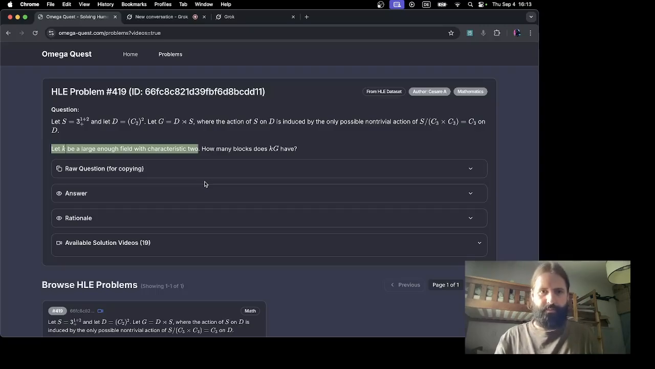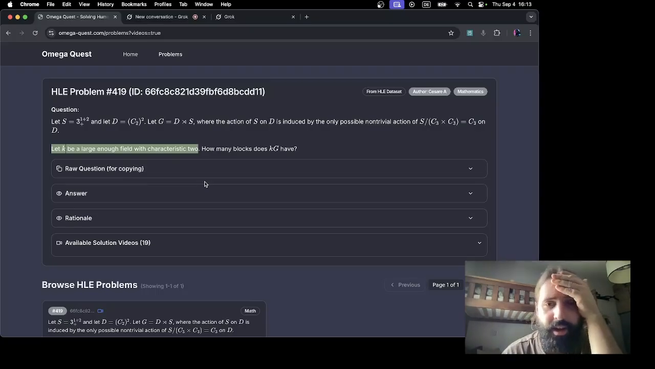So the characteristic is telling us that every element added up to itself is zero. Okay, so now let's go back and think about G. The thing is, I kind of forgot everything about G at this point. And I know we had G.